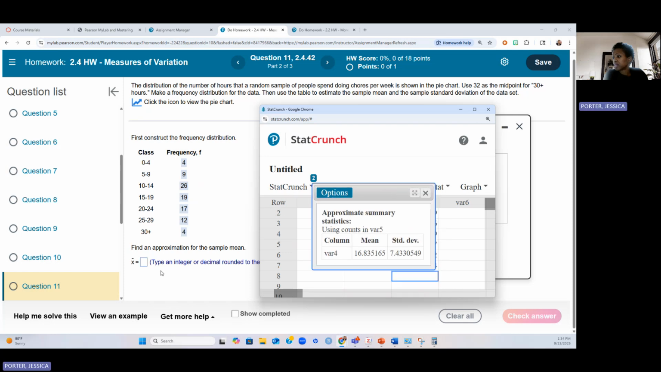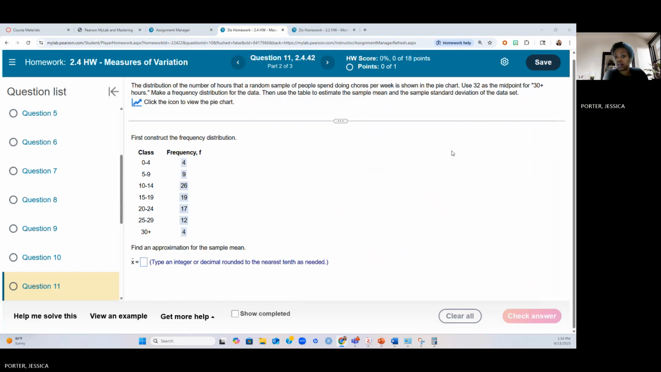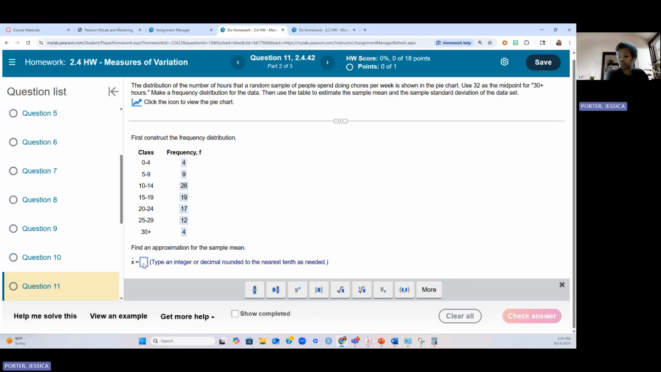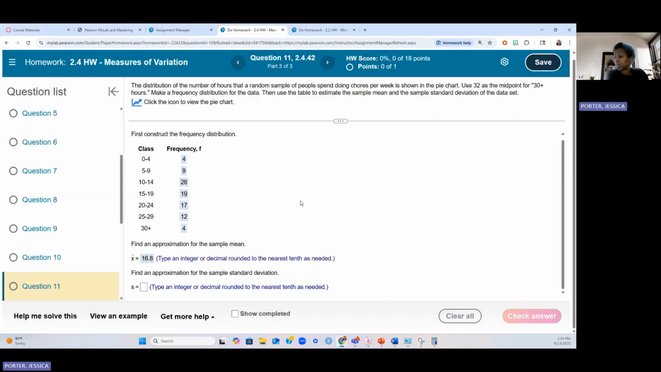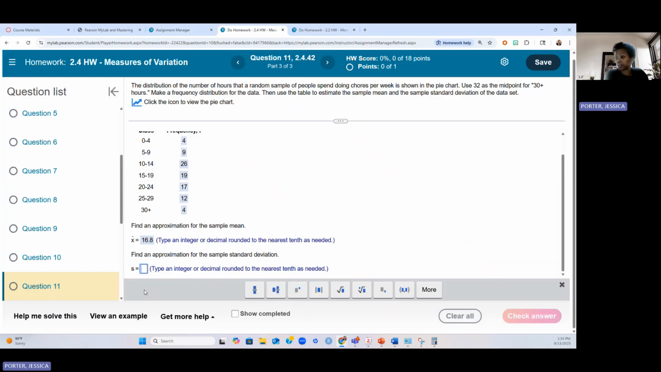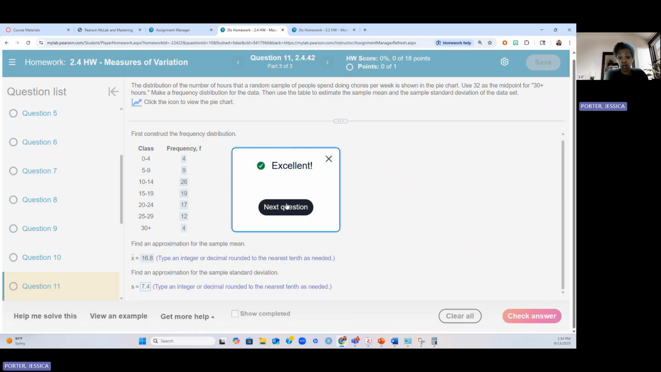Here we go. So my mean is, and we're rounded to the nearest 10th, 16.8. And my sample standard deviation is going to be 7.4. And that is how you will do questions 10 and 11 from homework 2.4.